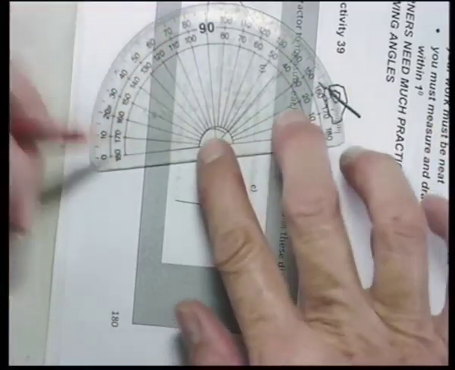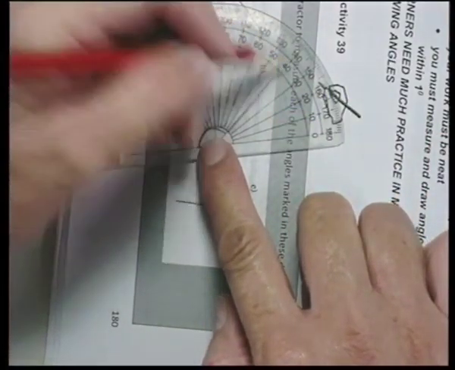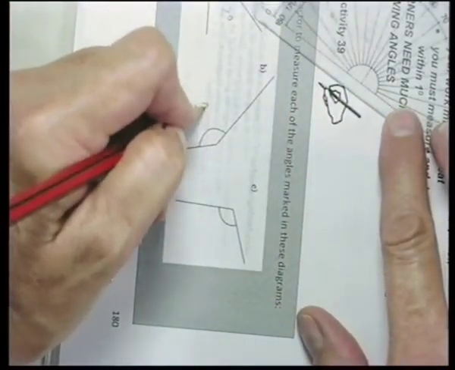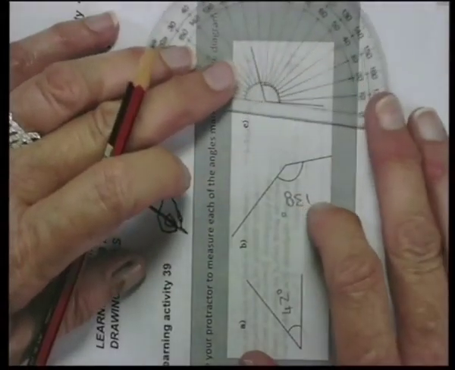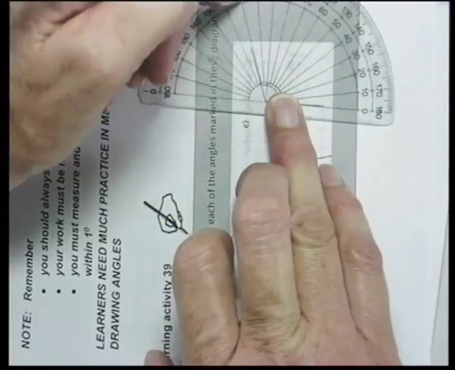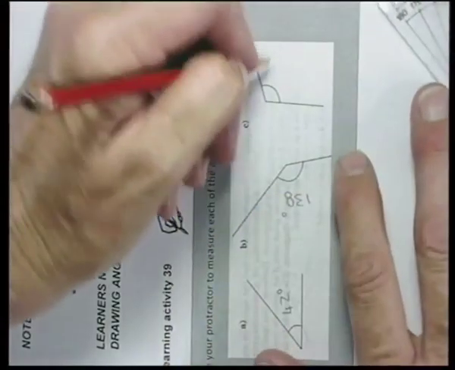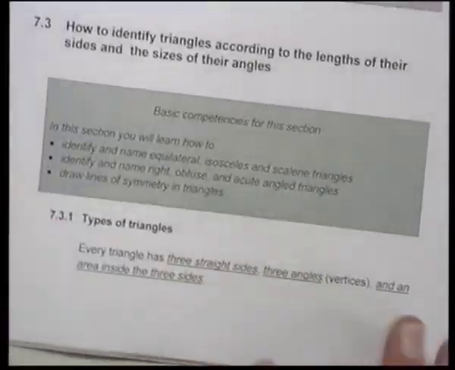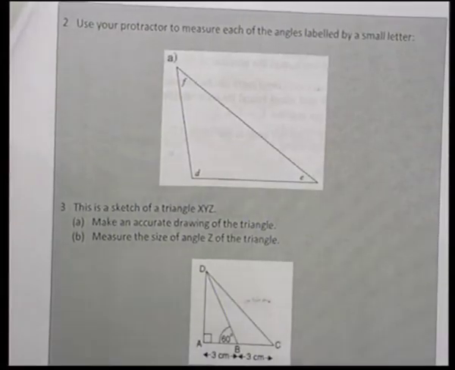And then we start again from 0, and we measure the angle: 138 degrees. This one, we must turn our paper again from the 0 line. You can even start from the other line to measure it. From 0 up to 111 degrees. Okay, so we measure the angles exactly. And that's a lot of marks that we can get by just using your ruler and protractor.